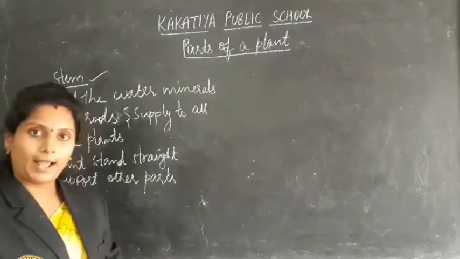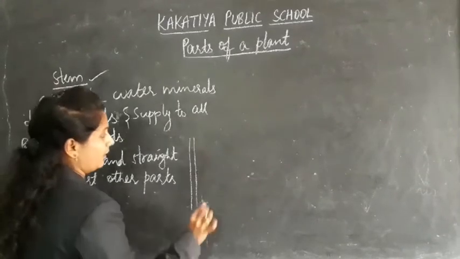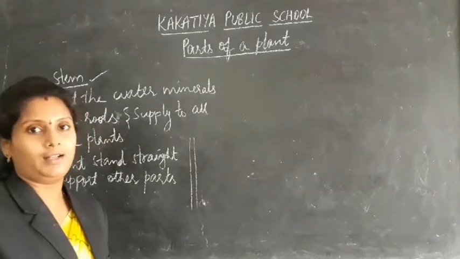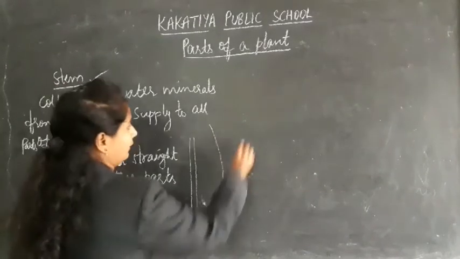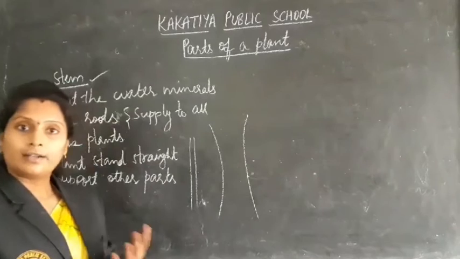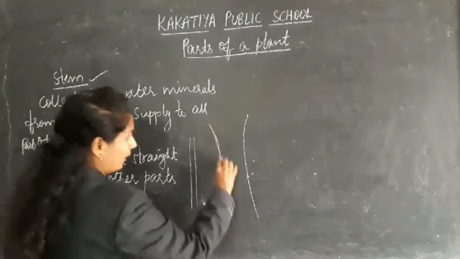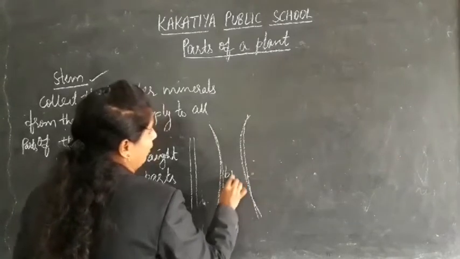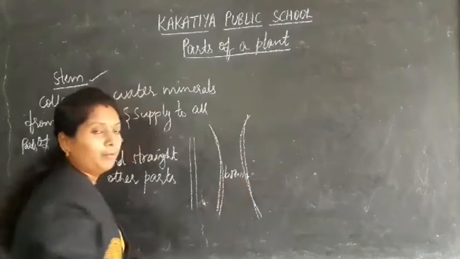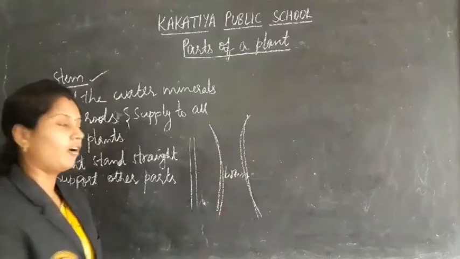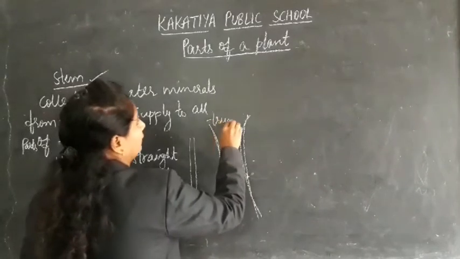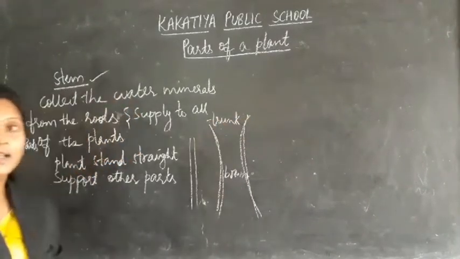If you take a plant, its stem will be slender and green in color. But if you take trees like the mango tree, banyan tree, or neem tree, the stem will be very hard and brown in color. That stem we call a trunk.